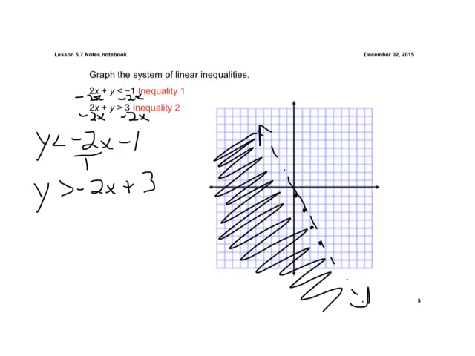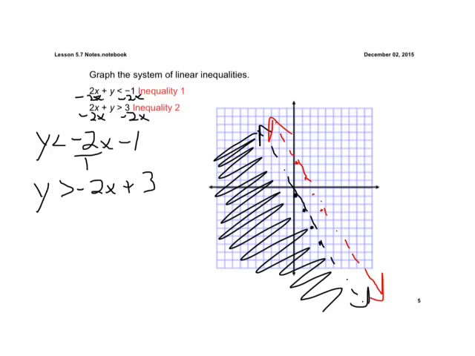Now let's graph our other line. Let's make it red again so we can tell the difference. Our y-intercept is now 3, so we're going to go up 1, 2, 3, plot our point. Slope, down 2, right 1, down 2, right 1, down 2, right 1. Again, it's a dotted line because it's not or equal to.